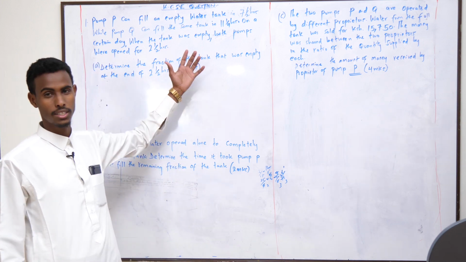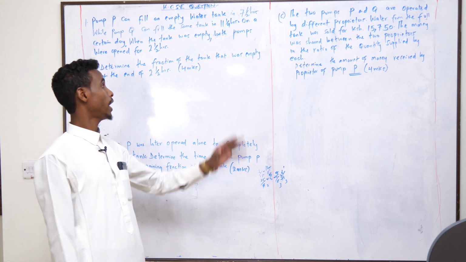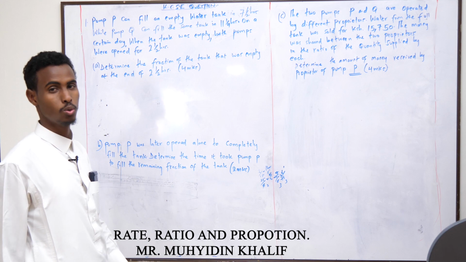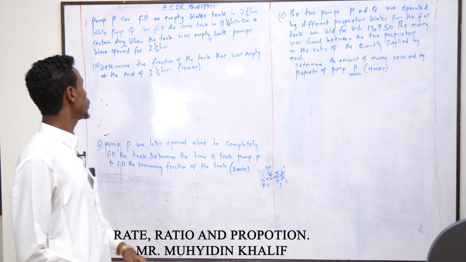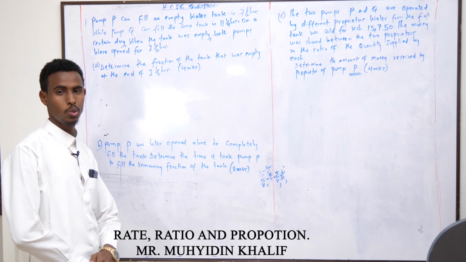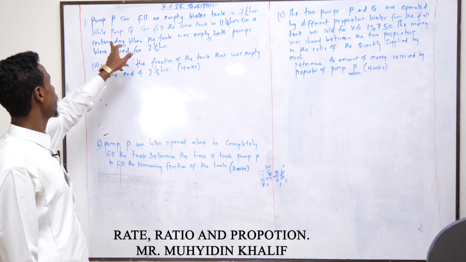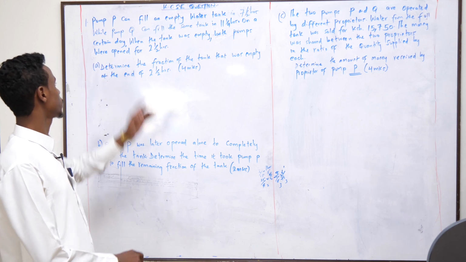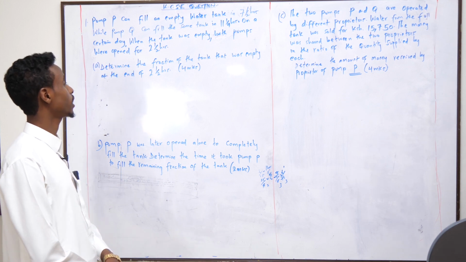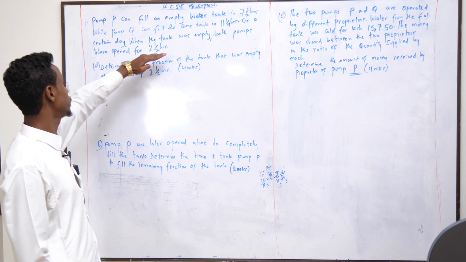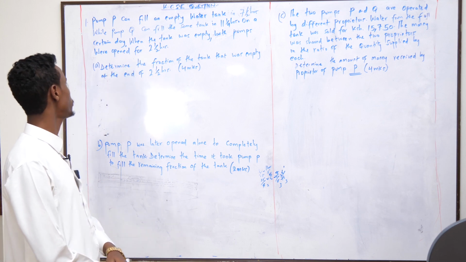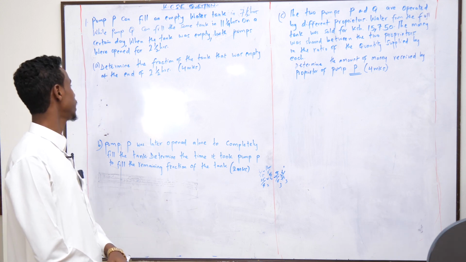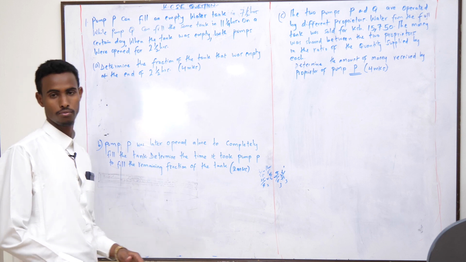Today we will be navigating through a mathematical problem, the one we have on the board. Let's read together, then we find the solution together. Now, if I read the question first before doing it: pump P can fill an empty tank in 7.5 hours, while pump Q can fill the same tank in 11.25 hours. On a certain day when the tank was empty, both pumps were open for 2.5 hours. Determine the fraction of the tank that was empty at the end of 2.5 hours, carrying 4 marks.